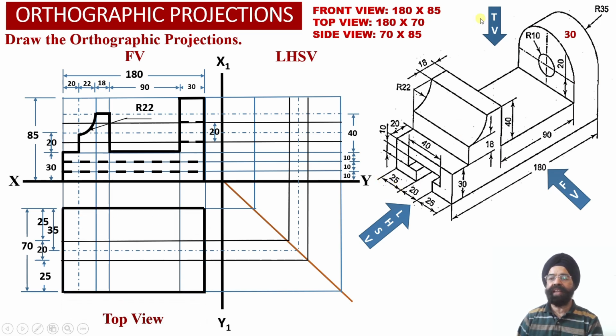Now when we look at the solid from the top, we observe that this portion regarding the boundary of the solid will be visible to the observer from the top. So we have drawn a rectangular projection into the top view projections corresponding to the boundary of the solid.